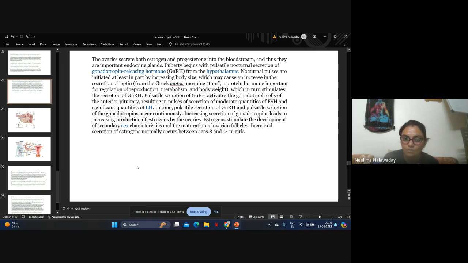Then this GnRH goes from the hypothalamus towards the pituitary gland, and then the pituitary secretes follicle stimulating hormone and luteinizing hormone in moderate quantities. Then increasing secretion of gonadotropin leads to increasing production of estrogen by the ovaries, because the pituitary gland starts sending luteinizing hormone towards the ovaries. Estrogen stimulates the development of secondary sex characteristics and the maturation of ovarian follicles. Increased secretion of estrogen normally occurs between ages of 8 and 14 in girls, and then menarche starts, that is, menstruation starts, and that cycle we had already discussed in the last session.